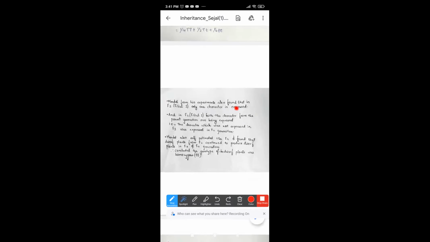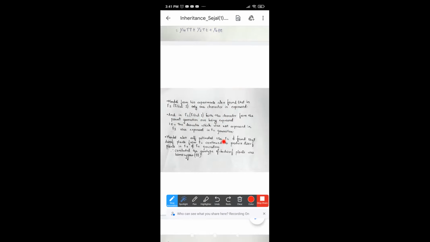Mendel from his experiments also found that in the F1 generation only one character is expressed. We saw that both the factors were actually present in the F1 generation, but only one character was seen, that is tall. So he observed that from his experiment. And in the F2 generation, both the characters from the parent generation are expressed. That is, the dwarf character, which was not expressed in the F1 generation, we saw in the F2 generation.